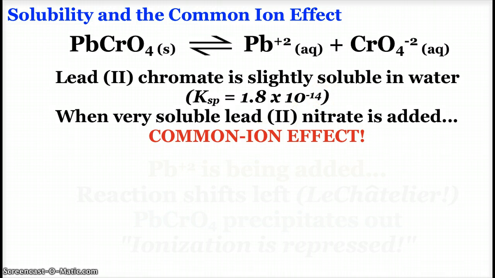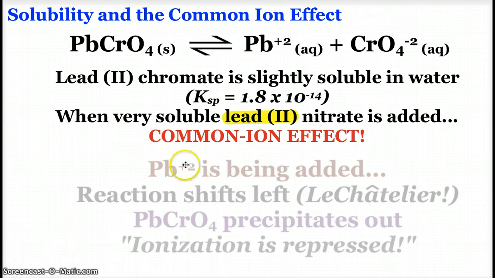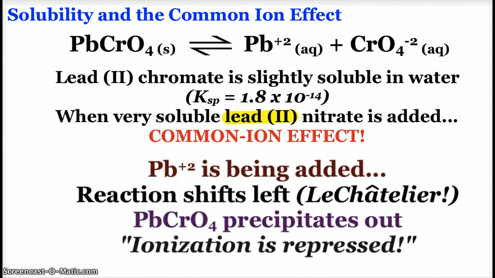When we add lead(II) nitrate, we are really just adding lead to this equilibrium. And so it's a Le Chatelier thing. Since the lead(II) ion is being added, it's going to shift to the left. And so more lead chromate precipitates out. Ionization is repressed. That's what we said when we were talking about the acids and bases, but here we would actually see precipitation.